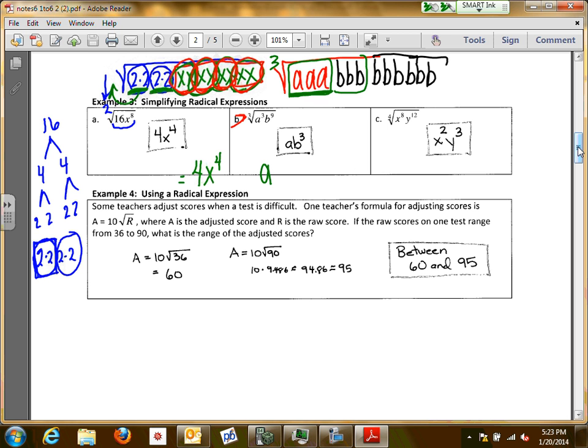There's one group of 3 B's. That comes out as a whole B. Here is a second group of 3 B's. That comes out as a whole B. Here is the third group of 3 B's. That comes out as another whole B. So that makes the answer A times B cubed. All right, then we'll do this last one.